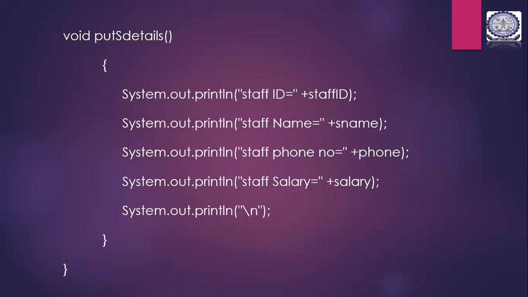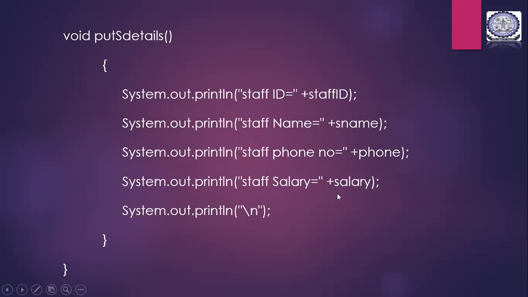Then to display the value, this you know very well. You have to just add a plus. You have to append a plus along with the sentence that you want to display on the monitor to display the variable value. Okay. Plus staff ID plus S name plus phone and plus salary. Staff salary equals to, it displays the values of these particular variables.